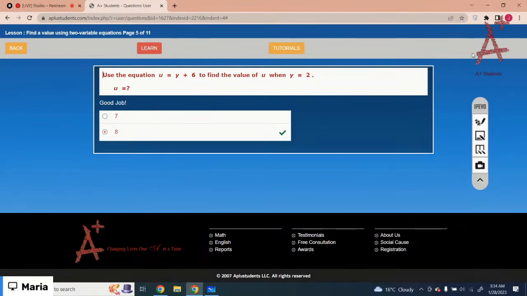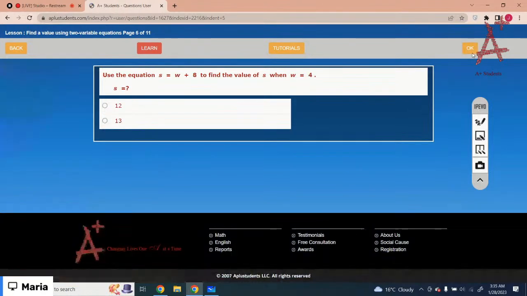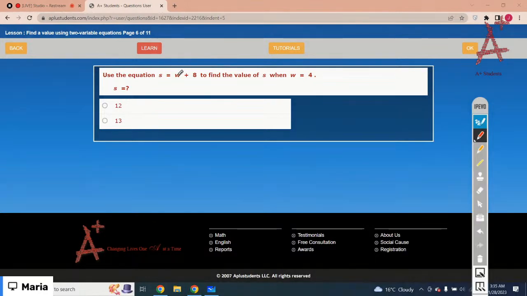Okay, the next one is use the equation S equals W plus 8 to find the value of S when W equals 4. So just replace W with the value. It would be 4 plus 8, which equals 12. Got it? So the correct option is 12.